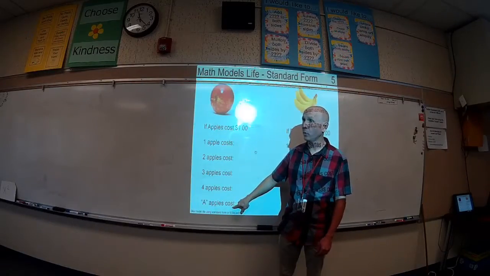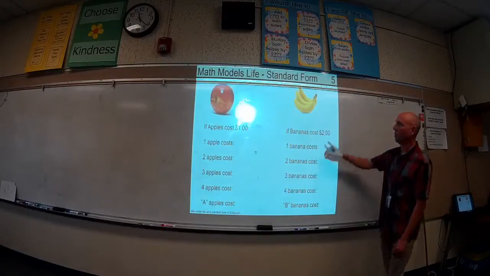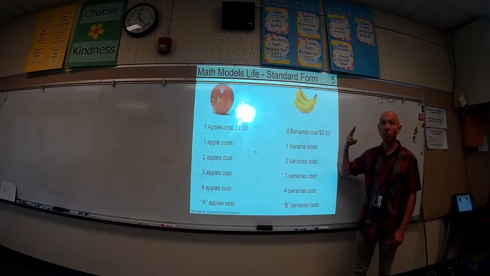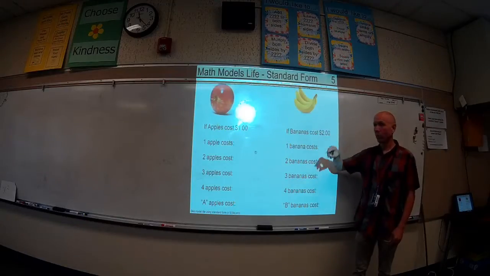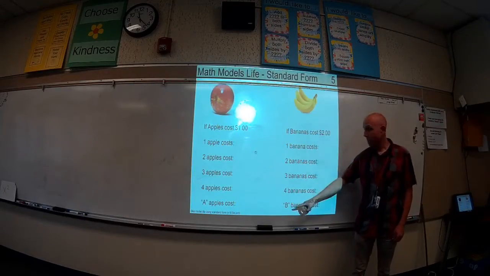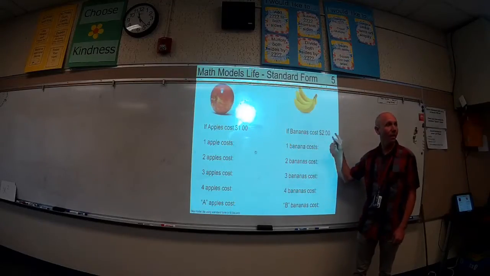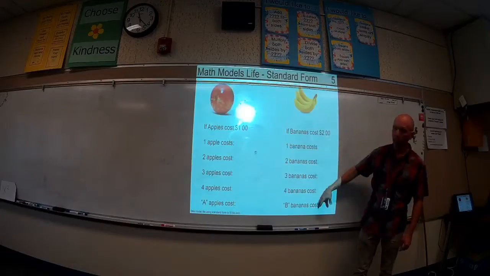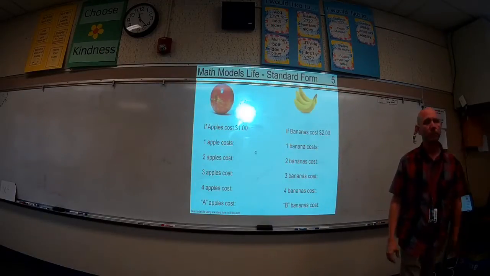Let's do it with bananas. Ready? 1 banana costs $2. So 1 times 2. 2 bananas? 2 times 2. 3 bananas? 3 times 2. 4 bananas? 4 times 2. B bananas? 2B. Okay, so what are we seeing here? How do we turn a real life thing into a little expression?